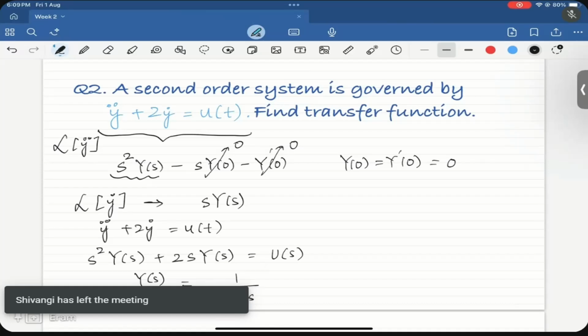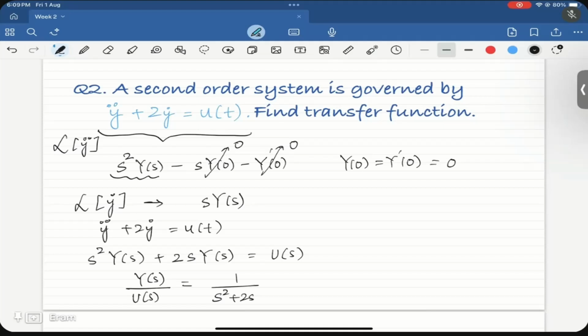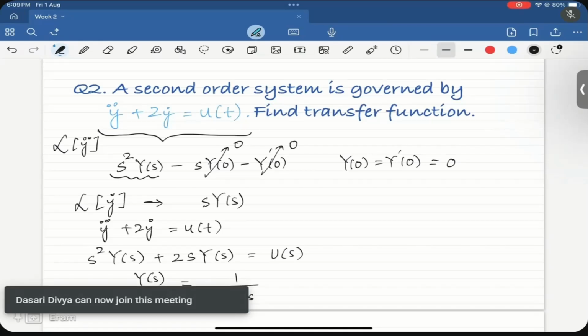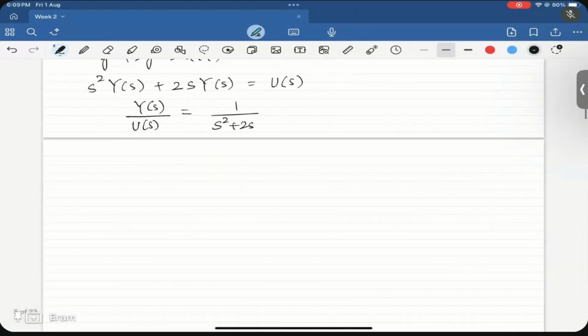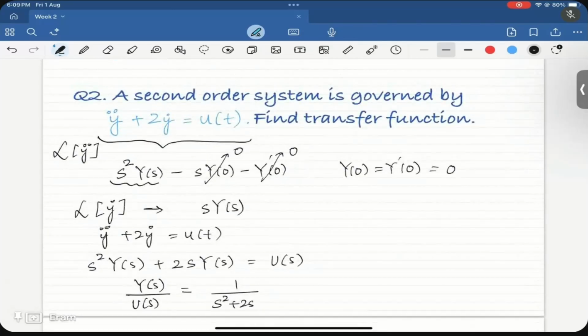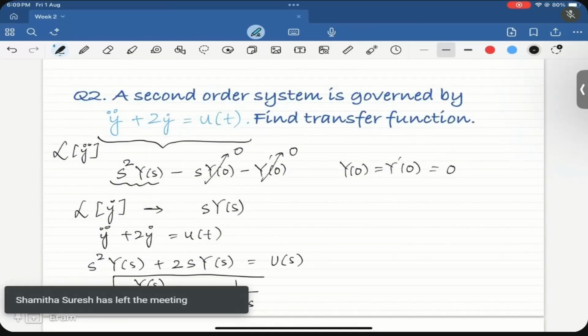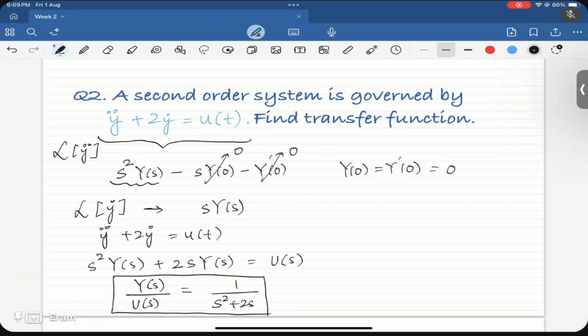Now, if you are able to find the Laplace transform of this system, can you find the time response? Impulse response, basically. When the input is an impulse, what will be the response of this system? So this is the transfer function for this system. Now I'm asking you to derive the impulse response for this system.